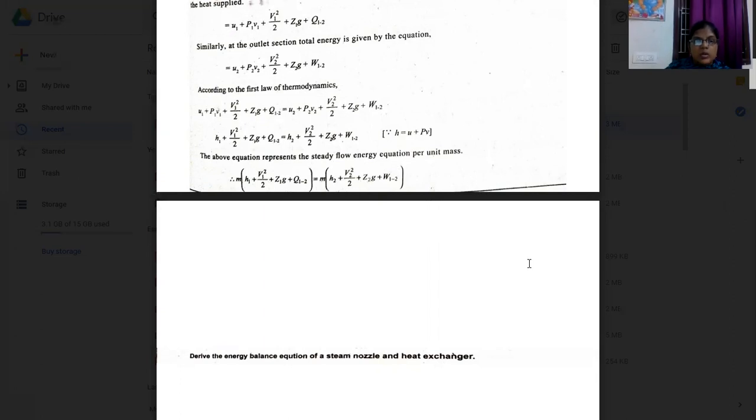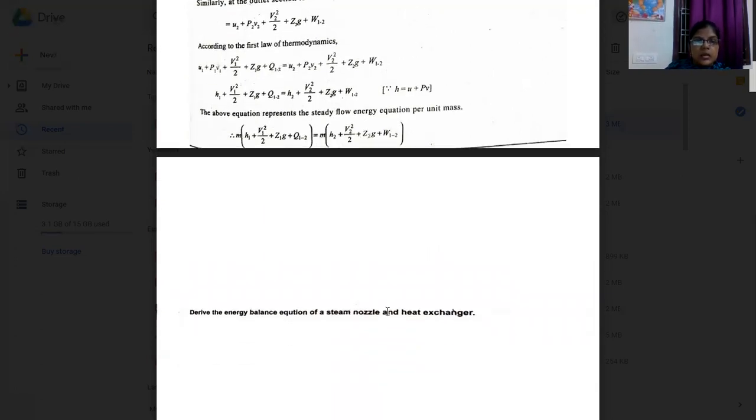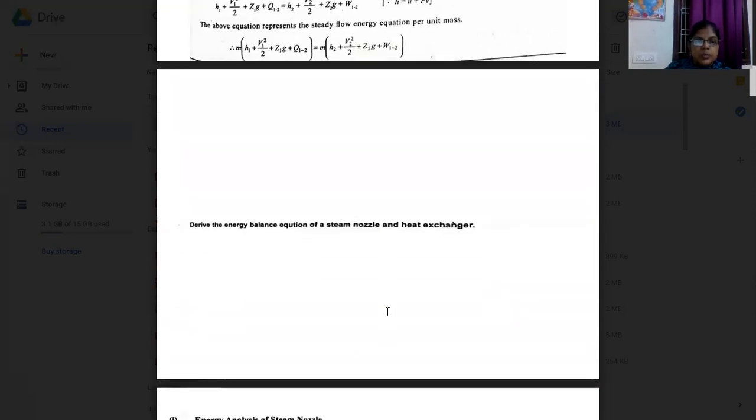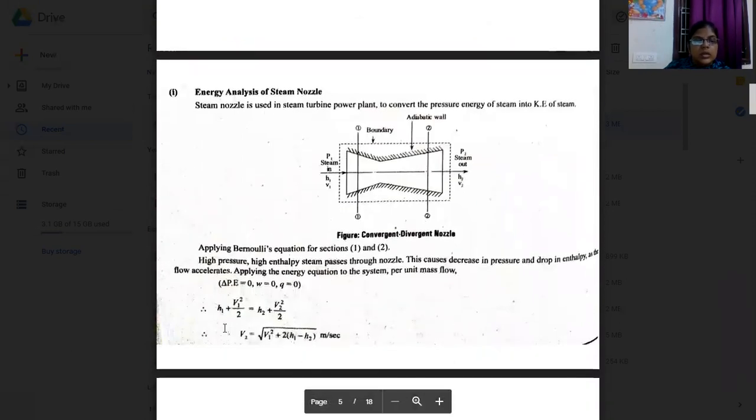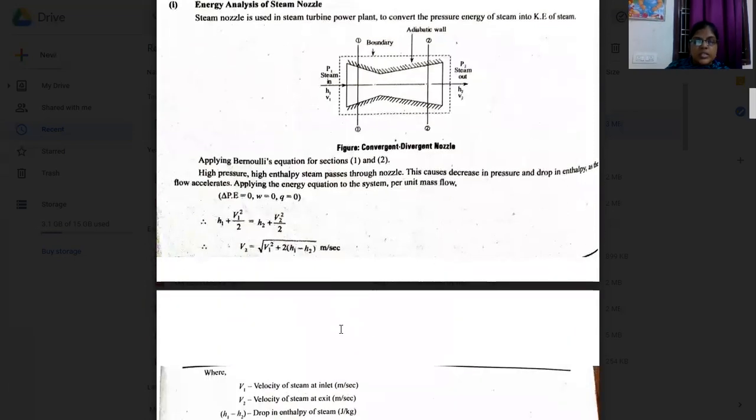Small q is equal to capital Q by m, so we replace capital Q by m with this small q. Because small q is 0, H1 plus V1 square by 2 is equal to H2 plus V2 square by 2. And finally, our velocity at outlet is equal to root of V1 square plus 2 into (H1 minus H2) meter per second.